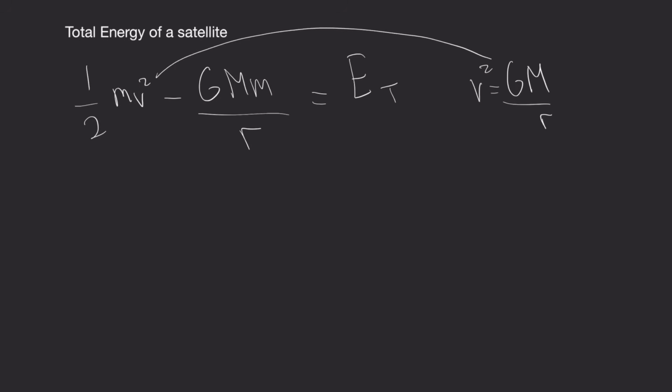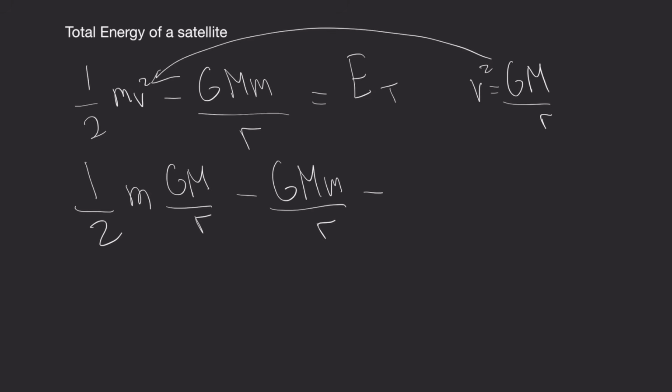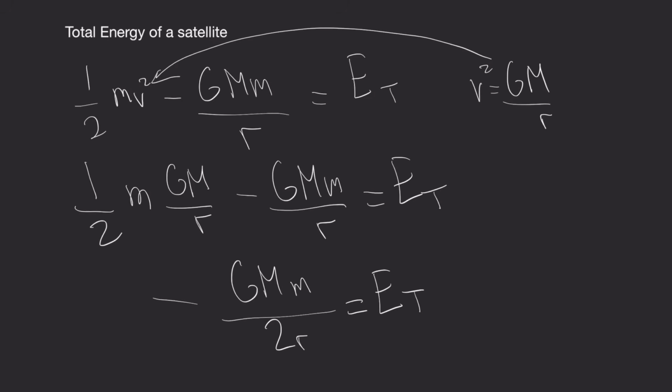We can just plug this into here. So we get a half m GM over r, take away GMm over r is equal to total. Okay, so this is minus GMm over r, take away half of it, so we're going to be left with minus GMm over 2r is equal to E total. And this over here is half the potential energy, which is equal to the total energy.